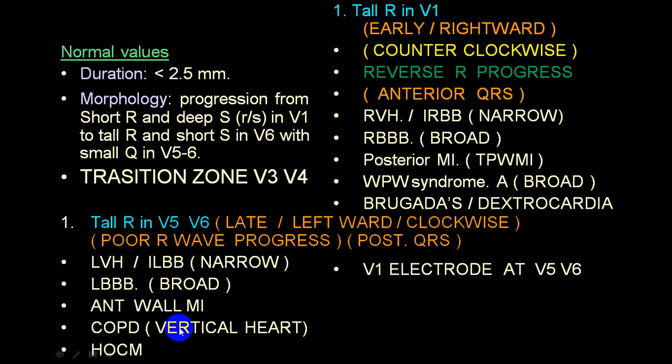In COPD, the heart is vertical, so in that case also the R wave progression is poor and you will have a shift towards the left side. And even in hypertrophic obstructive cardiomyopathy, you will have a tall R wave in V5, V6 and a poor R wave progression.